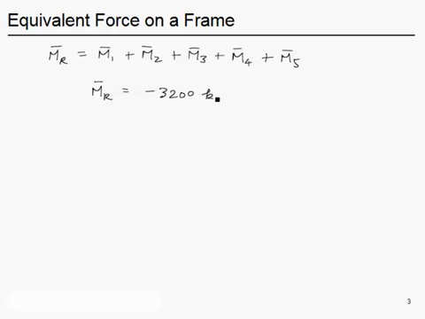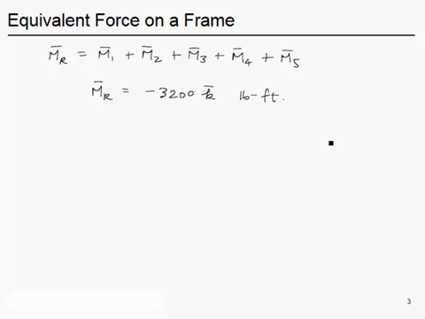And so if we do a summation there, MR being M1 plus M2 plus M3 plus M4 plus M5, this just turns out to be MR is minus 3200 in the k direction, pound-feet. Okay. So we've got our resultant force, we've got our resultant moment.